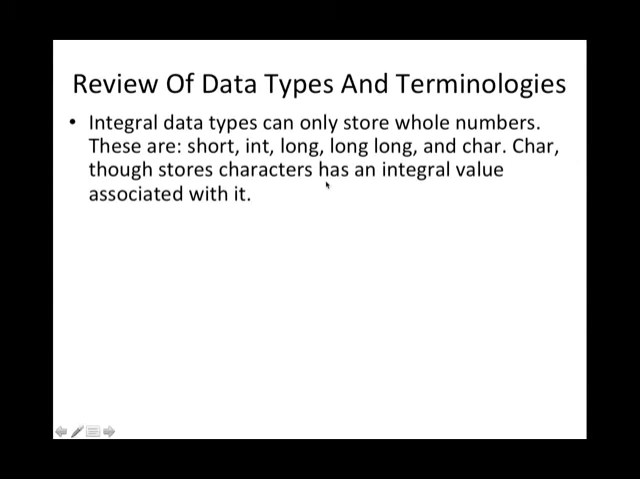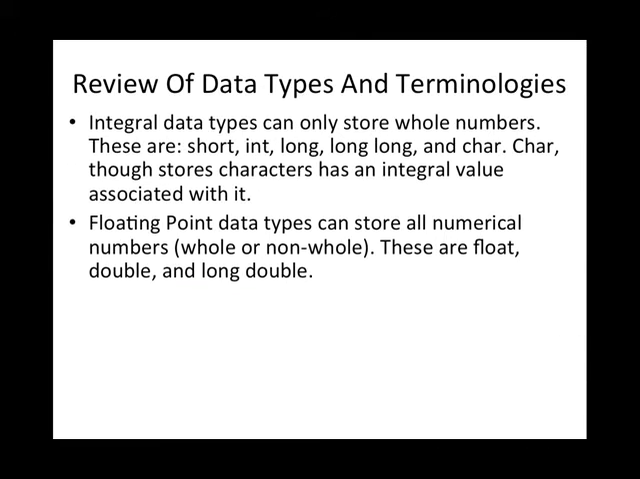Char, though it stores characters, has an integral value associated with it. Those are called ASCII values. Like uppercase A will have ASCII value of 65, uppercase B will have 66, lowercase a will have 97, and so on. And then the other data type is floating point, that can store all numeric numbers, whether they are whole or non-whole. In C++ these are float, double, and long double.